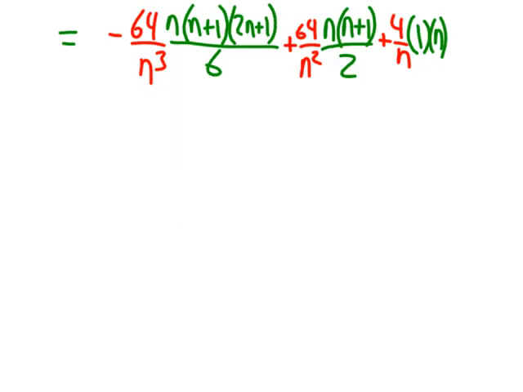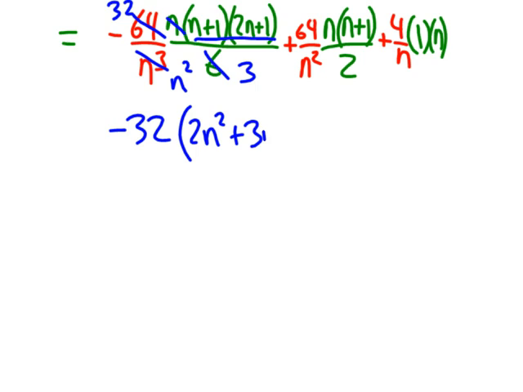OK, let's simplify some of this. And here's where we just have to be very careful and avoid some careless algebra mistakes. I'm going to take a 6 and divide that by 2, and divide this by 2. Let me get rid of this n and call this n squared. Let's call that negative 32. And let me go ahead and distribute out those binomials. Call that 2n squared plus 3n plus 1 all over 3n squared. I think I got that right.